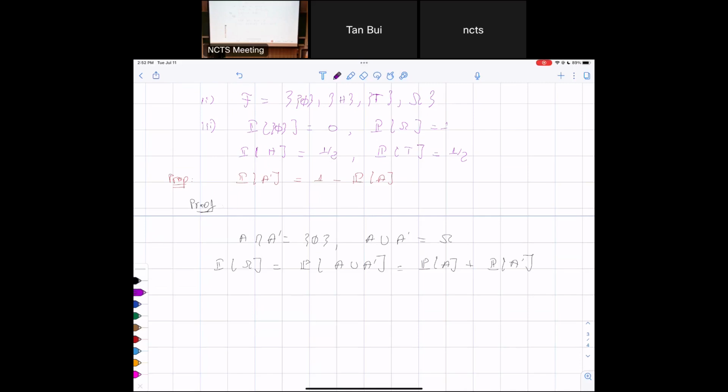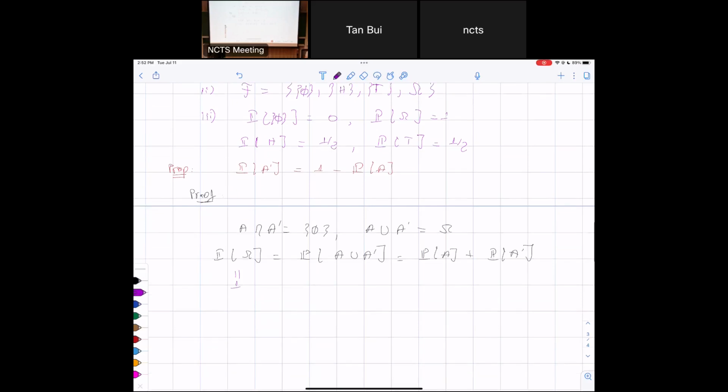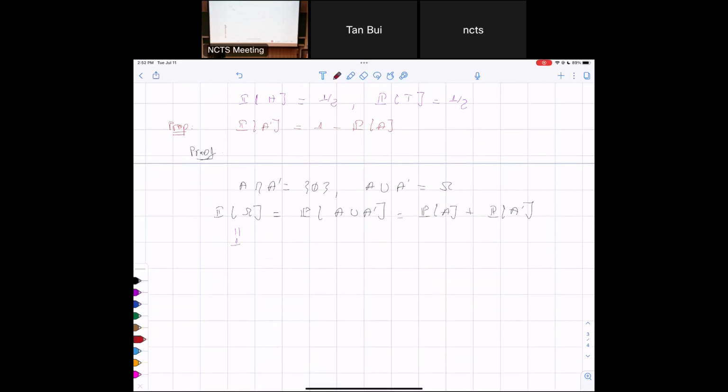On the other hand, we know that P of omega equals 1. That's it, right? So P of A plus P of A prime is equal to 1. Actually, what I want you to prove, I'm not going to do this. I'm going to ask you to do this.